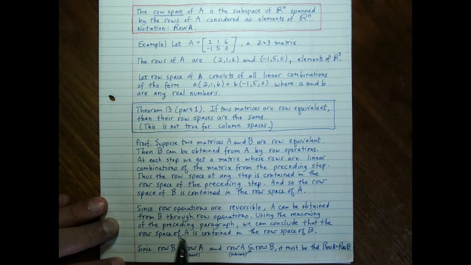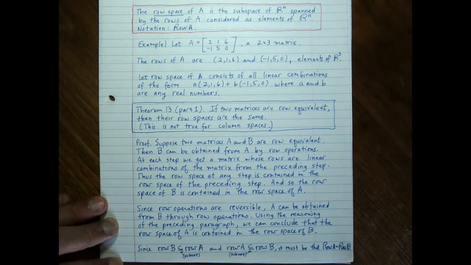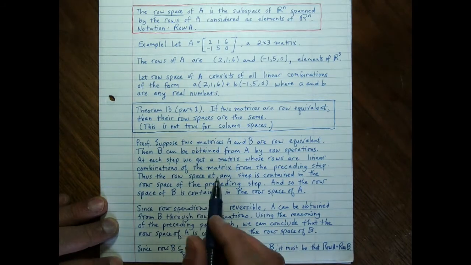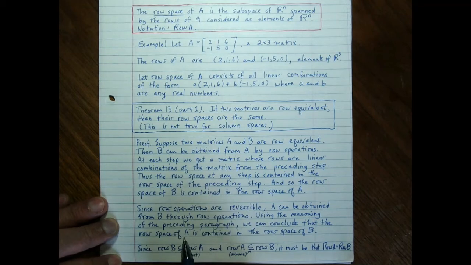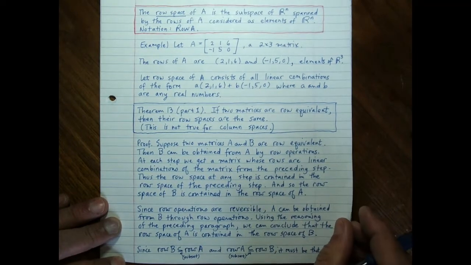But now, here's how we can turn things around. Since row operations are reversible, we know that A can be obtained from B through row operations. We can go back in the other direction. So using the same kind of reasoning as in the first paragraph, we can conclude that the row space of A is contained in the row space of B. Well, if row B is a subset of row A, and row A is a subset of row B, the only way that could be true is if row A and row B are actually equal to each other. And we've proved part 1 of the theorem.